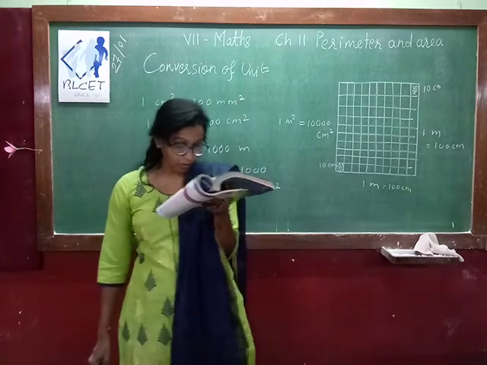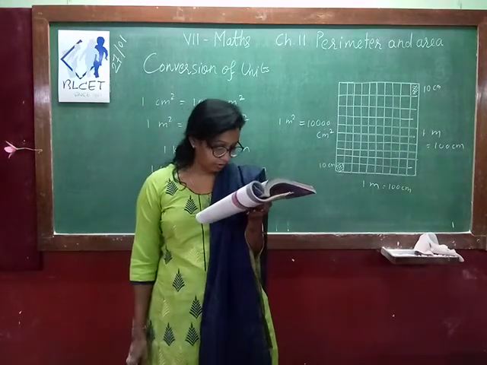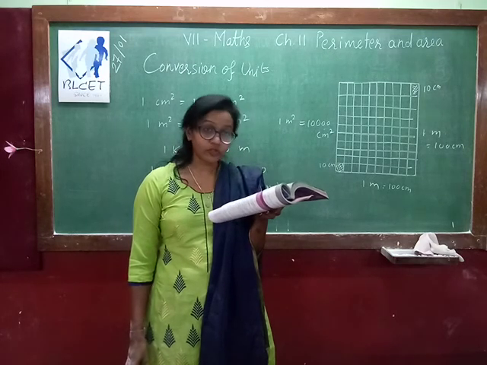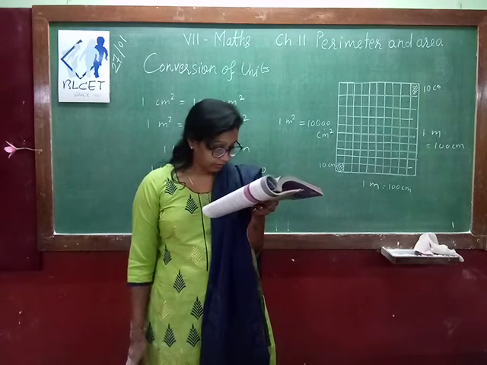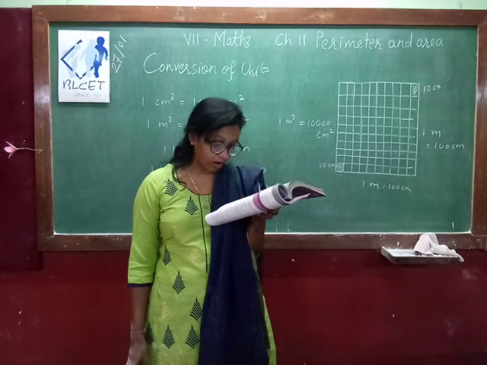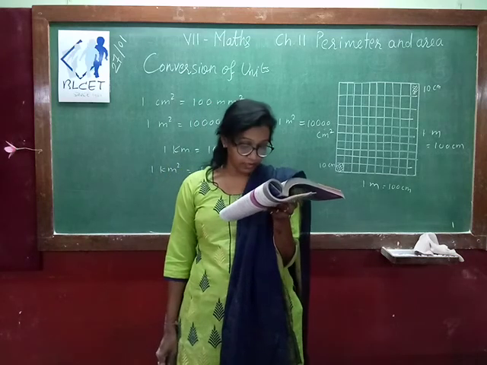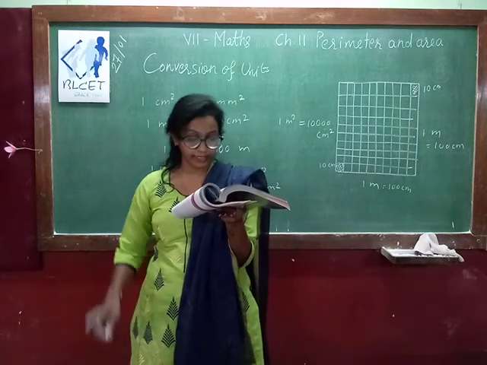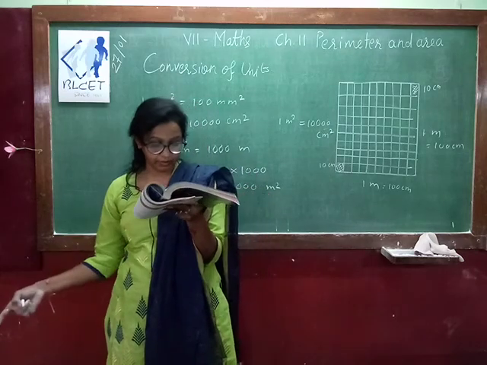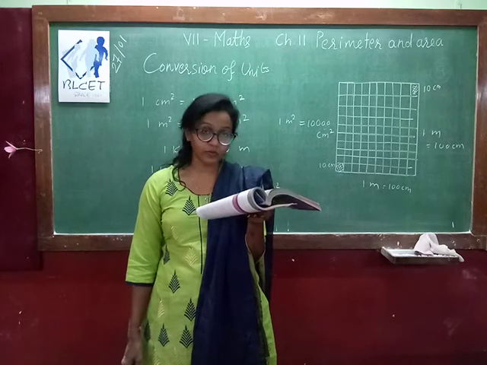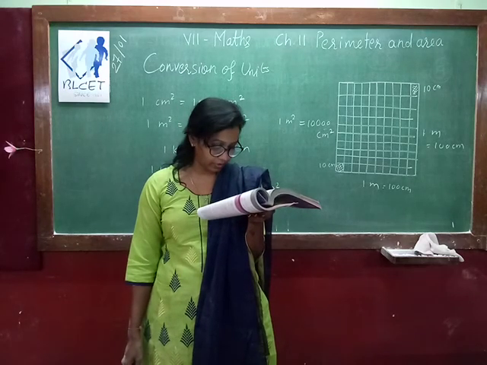Now 1 hectare is equal to what? So in the metric system, areas of land are also measured in hectare. A square of side 100 meter has an area of 1 hectare. Means 1 hectare is equal to 10,000 meter square. That is 100 meter into 100 meter, which will give you 10,000 meter square.